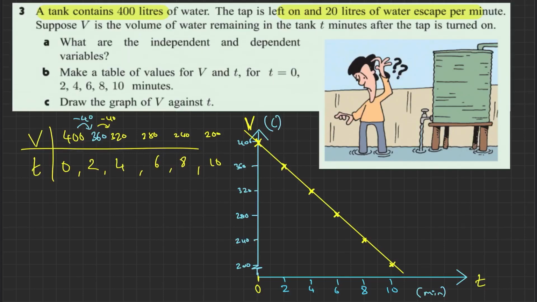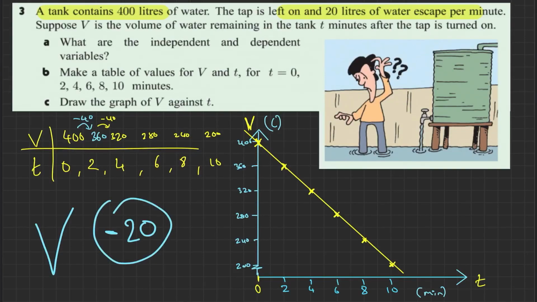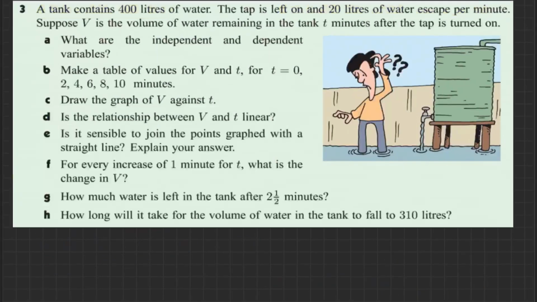The answer to this is in the text anyway. It says the tap is left on and 20 litres of water escape per minute. So the change in volume for every minute the tap is left on is minus 20 litres. Parts G and H: how much water is left in the tank after 2.5 minutes? And how long will it take for the volume of water in the tank to fall to 310 litres? Make a note of the questions because I'm going to go back to the graph for you to answer them.